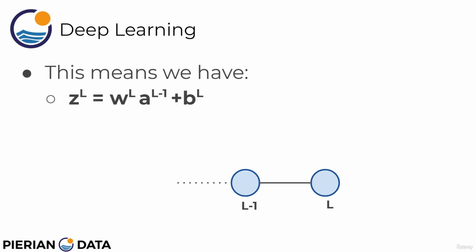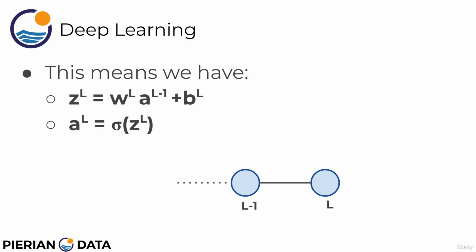Okay, so what does that actually mean when we take it into account for that very last layer? Well, that means that z at the last layer is going to be equal to those weights at the last layer times a of L minus 1. So what is a of L minus 1? Well, a of L minus 1 is simply the output of that previous layer's neuron. So a of L minus 1 plus b of L, the biases at that very last layer.